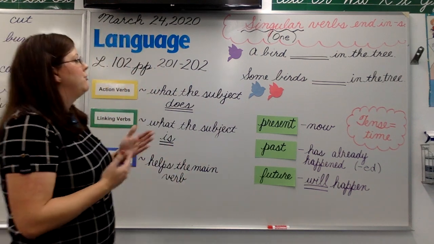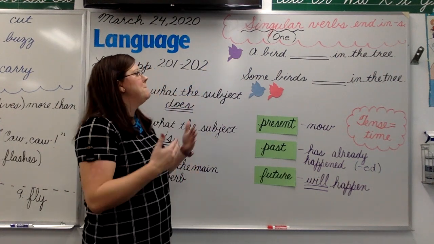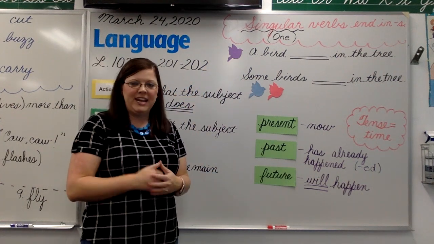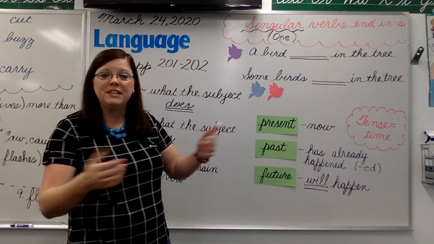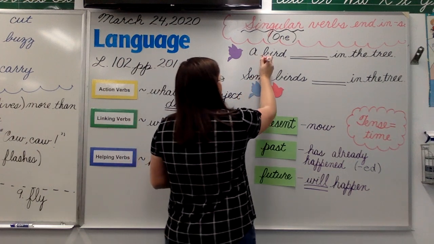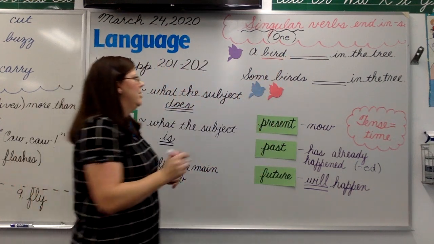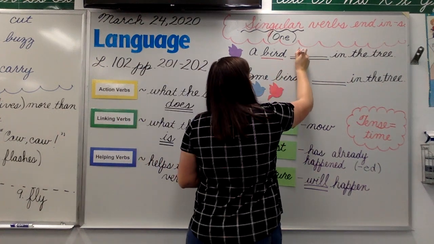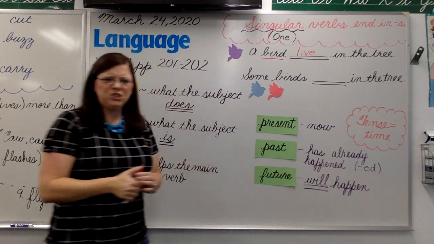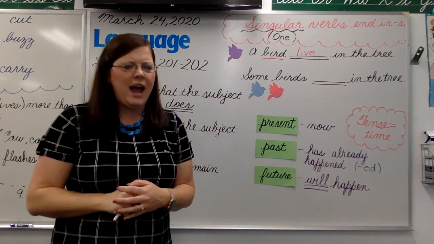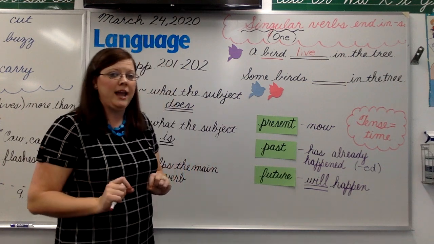Let's take a look at our first example next to the purple bird. A bird blank in the tree. Let's find our subject first. What is our subject? Who or what is that entire sentence about? If you answered bird, good job. Now I'm going to put in the word live here. A bird live in the tree. Now, does that make sense to you? I probably am thinking that it doesn't. And here's the reason why.